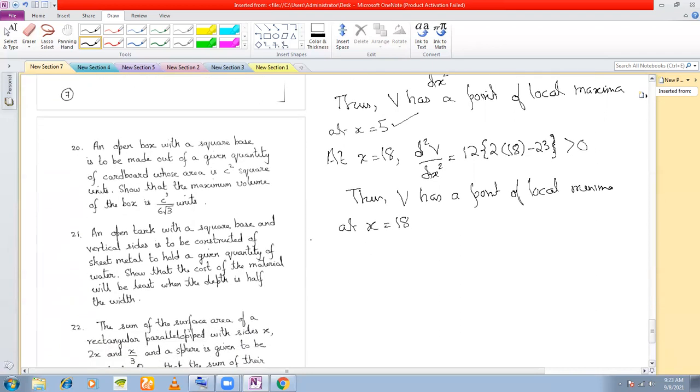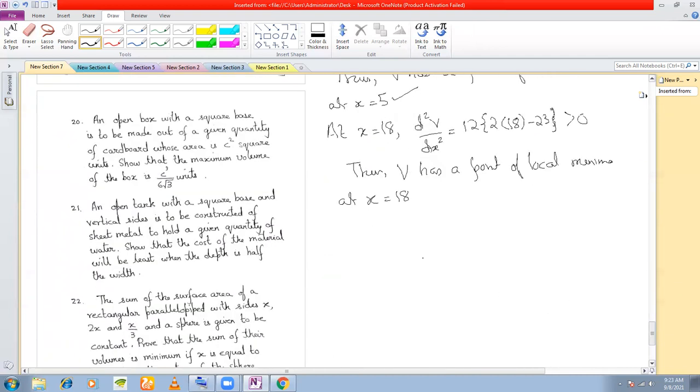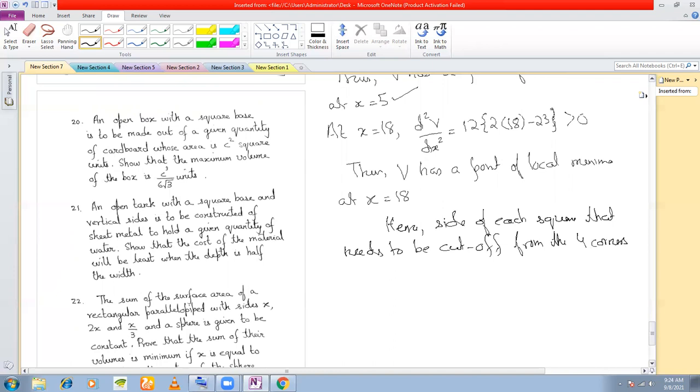So what is the maximum volume? We just need the side of the squares, right? We just need this value of x. Hence the side of each square that needs to be cut off from the four corners so that the volume of the box is maximum possible is how much? 5 centimeters. And that should be your answer.